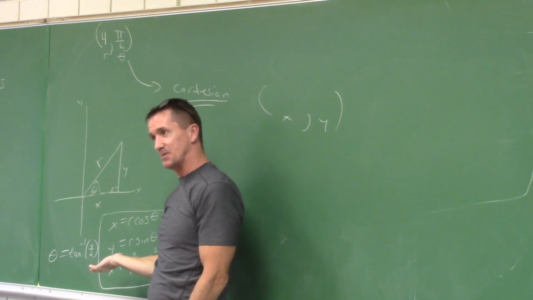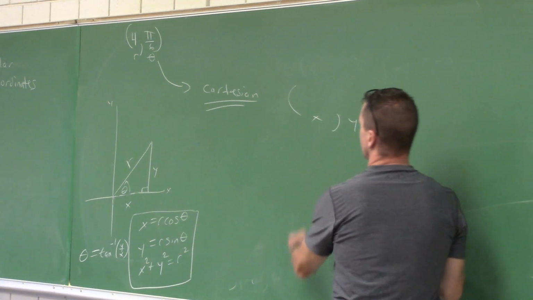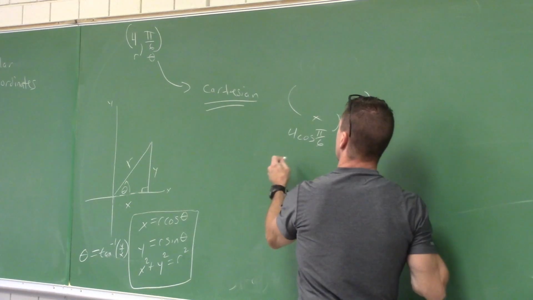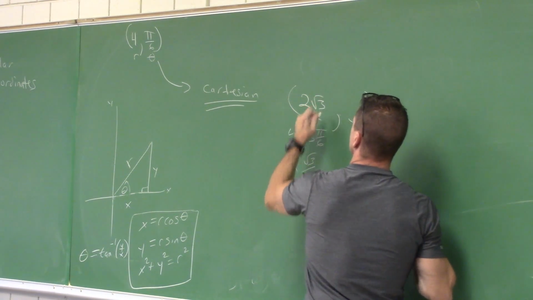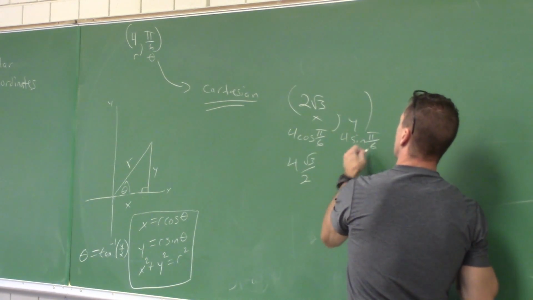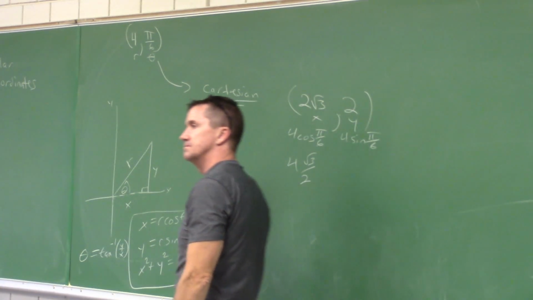You're going to find this simple. What's the Cartesian? X is R cosine theta, Y is R sine theta. So what's 4 cosine of pi over 6? What's 4 times the square root of 3 over 2? 2 root 3. What's 4 sine of pi over 6? What's 4 times a half? There it is. I just put it back in x's and y's.